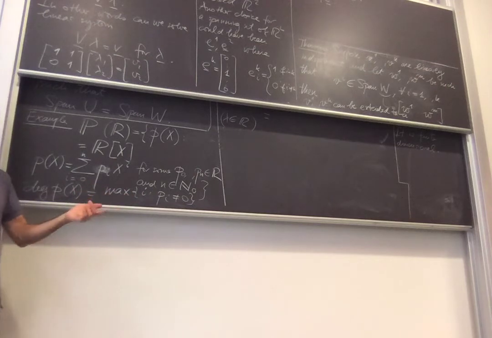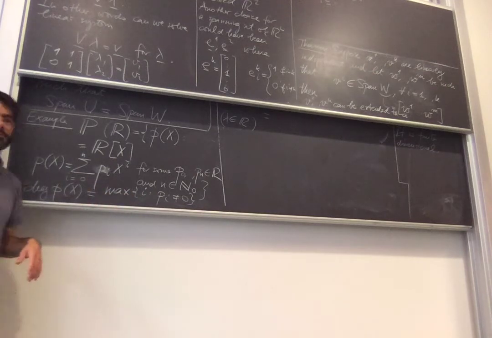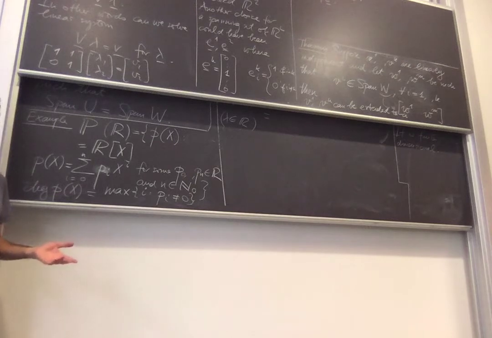Okay, what is the maximum of the empty set? That's minus infinity. That's just by definition. So the degree of the zero polynomial is minus infinity, and the degree of all the other ones is 0, 1, 2, 3, 4. Okay, so for example, polynomials of degree 0 are constants.